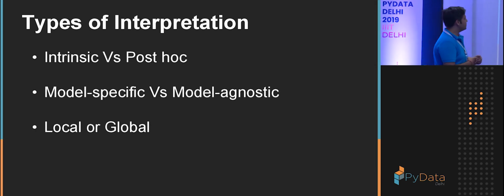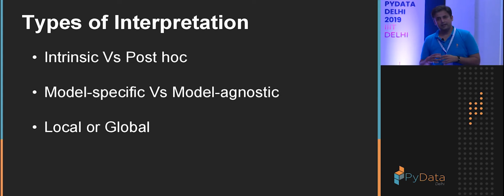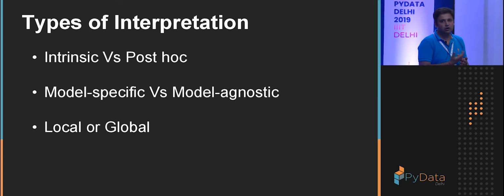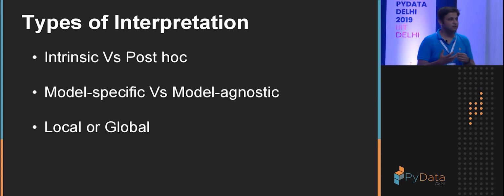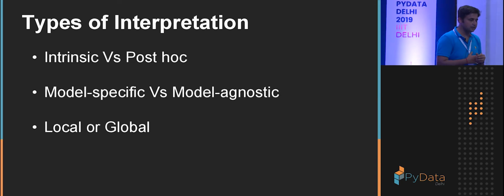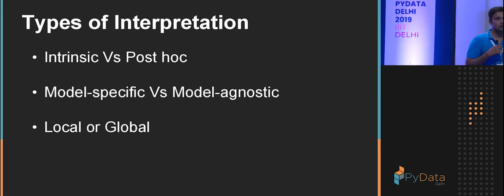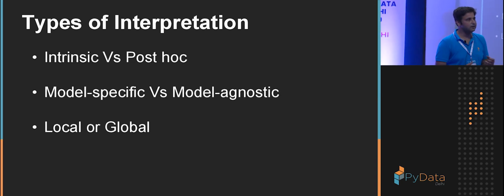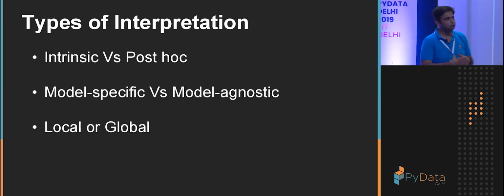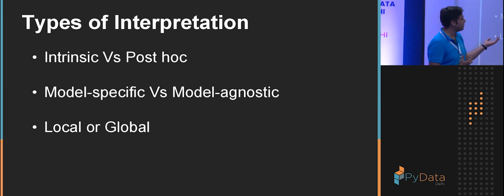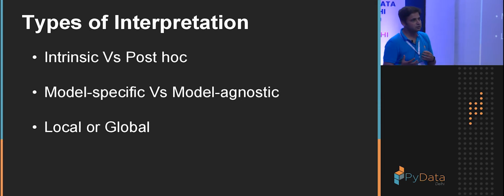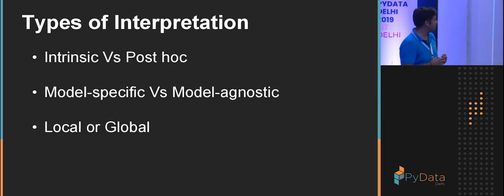Model specific versus model agnostic. There are certain techniques which work on particular models only, like the decision tree or random forest, where we can generate the feature importance. But on neural nets or deep learning, we need to apply something else. So generally in those scenarios we use model agnostic ways to interpret those models.